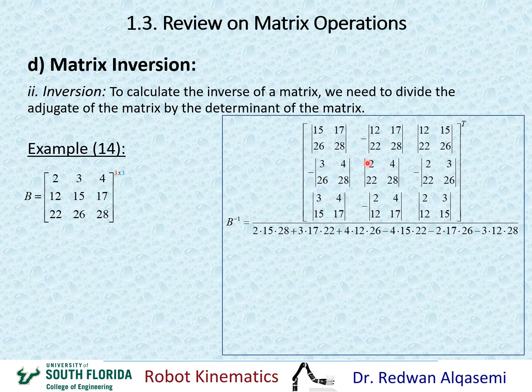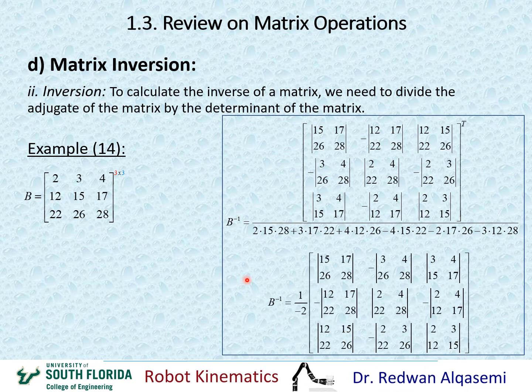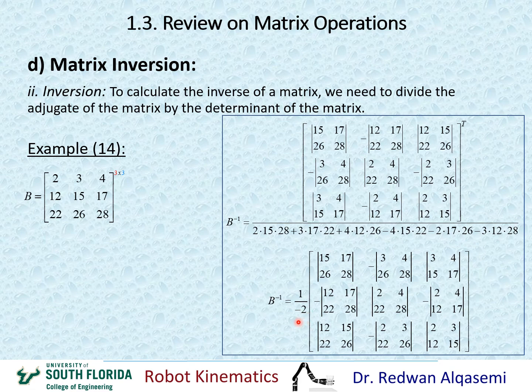Once I find these, they will be the contents of the cofactor matrix. Once I transpose it, I get the adjugate matrix, and then I divide by the determinant, which is a scalar, and that gives me the inverse of B. Now, if I evaluate this determinant, I'll find out that it equals -2. So basically I multiply this matrix by -1/2.